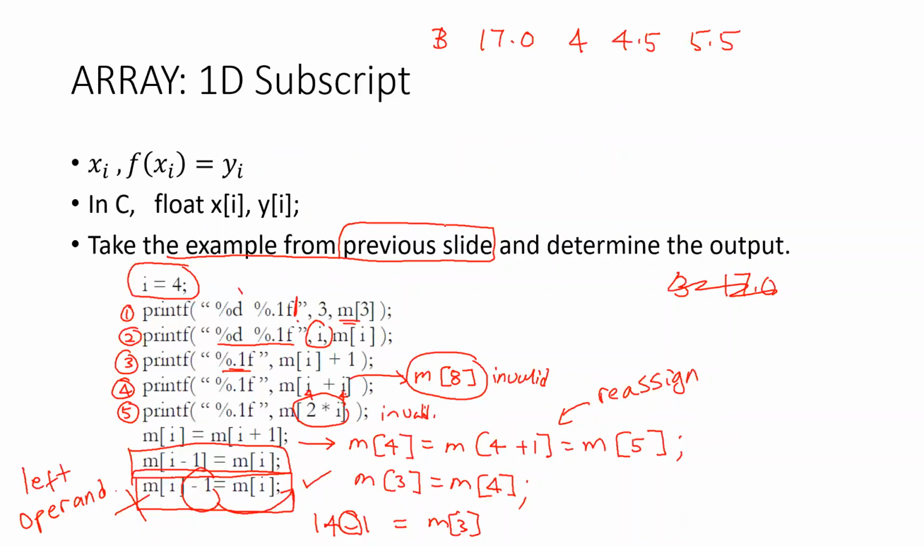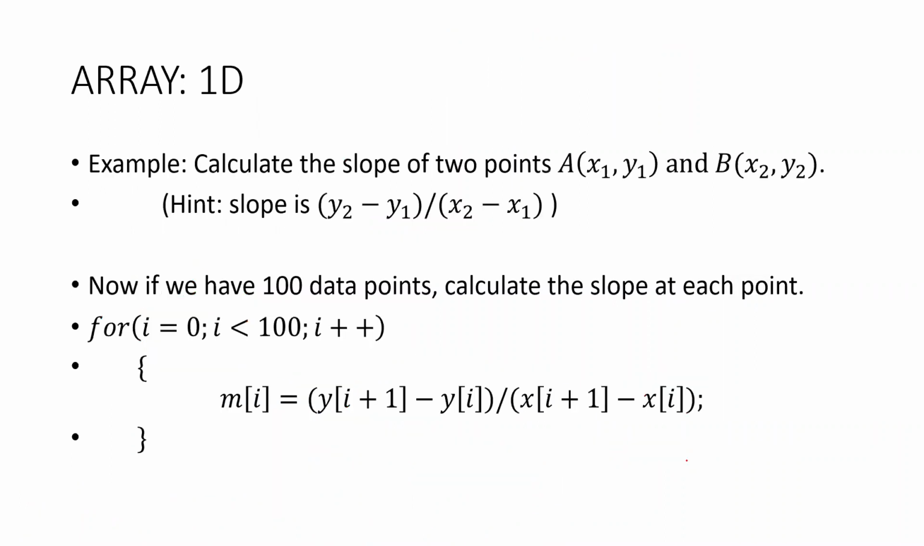Alright. Ada soalan lain? Tak ada, doktor. Okay, let's see this example. Calculate. So we are still in one dimension case. Slope of 2 points, A, x1, y1 dan B, x2, y2. Dan slope adalah, so ini adalah definition of slope, change in y divided by change in x.